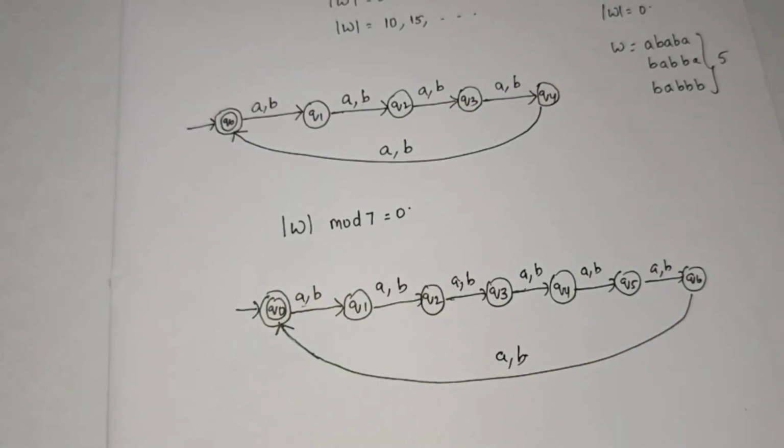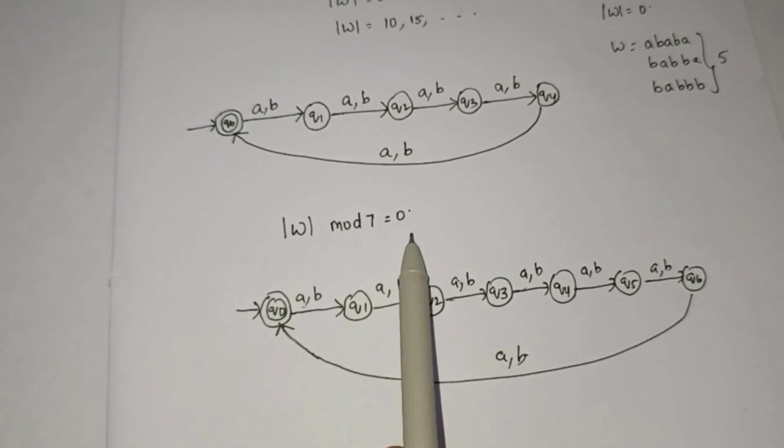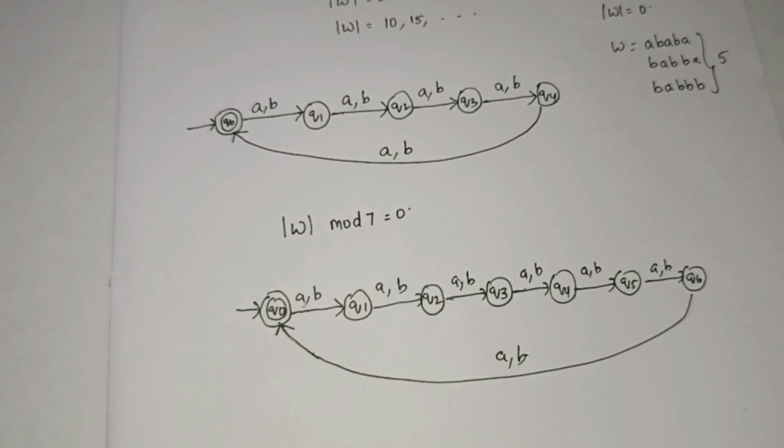So this is the DFA which accepts the strings whose length is divisible by 7, or multiples of 7, or |w| mod 7 equals 0. If the question is given as divisible by 7, same answer. Multiples of 7, same answer. |w| mod 7 equals 0, same answer. So no need to get confused. You only have to understand the question properly. Only the length of w is a multiple of the particular number, whether it might be 3 or 5 or 7.